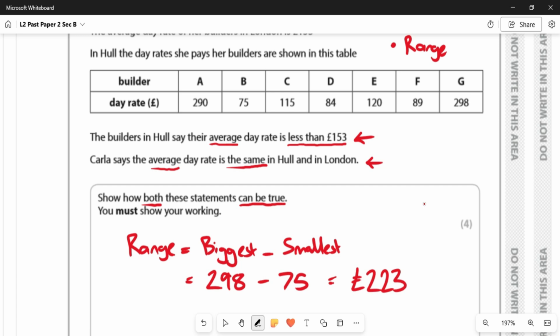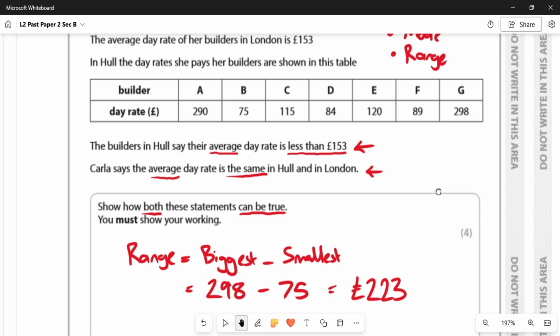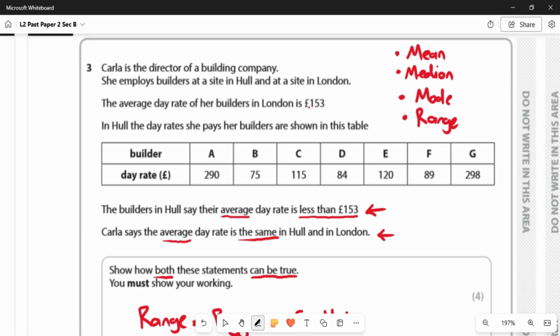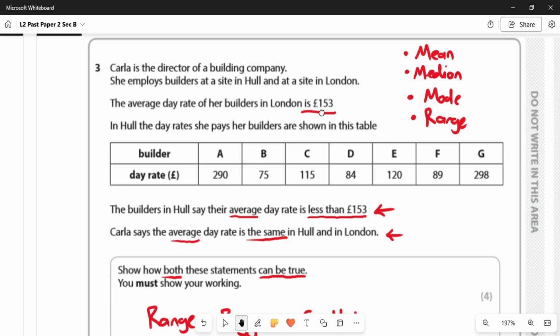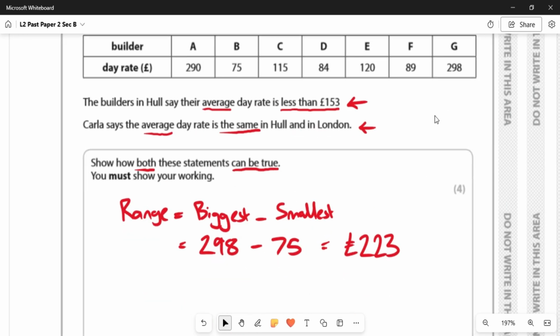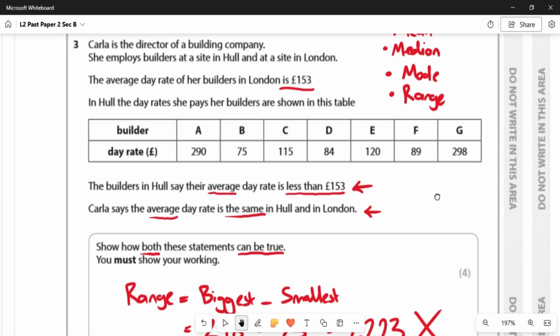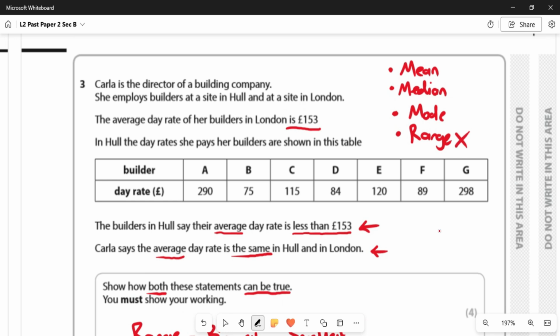So, the range, does that help? Well, the builders said it was less than £153, so obviously that's not right. I can't use the £223 for what the builders said. Carla said it was the same as the one in London, £153. The range doesn't match any of those statements at all. So ignore the range. It must be a different average. Let's eliminate that one.